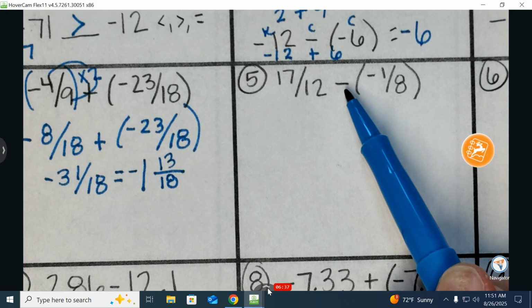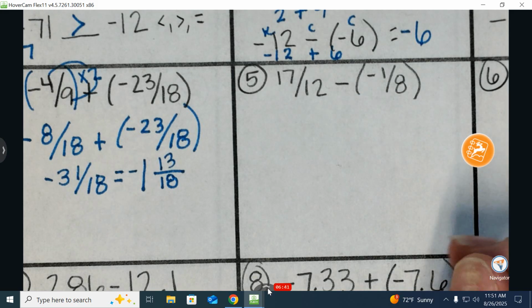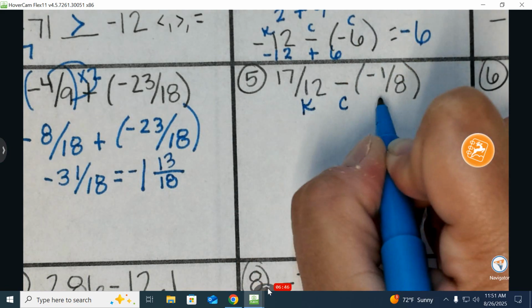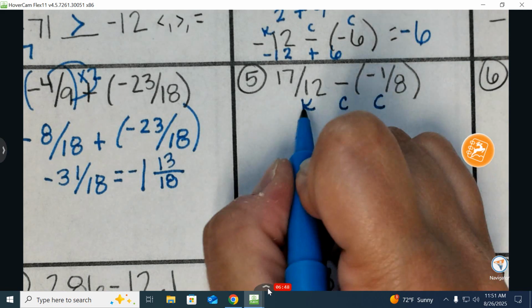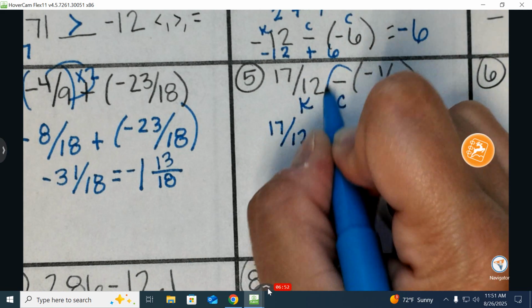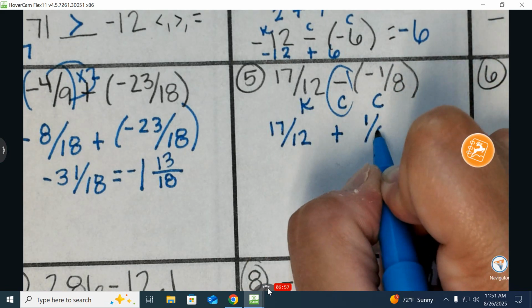This one is subtraction. So before I worry about common denominators, I need to go ahead and do my subtraction rules, which is keep, change, change. So I'm going to keep my 17 over 12. I'm going to change subtraction to addition, and I'm going to change negative 1/8 to positive 1/8.